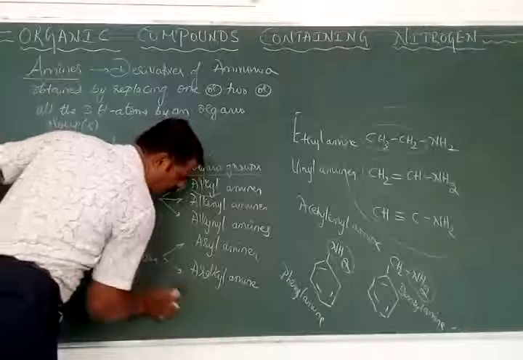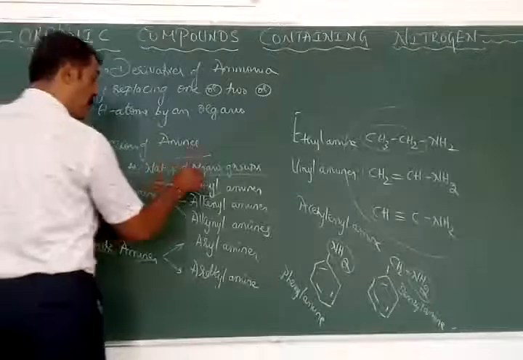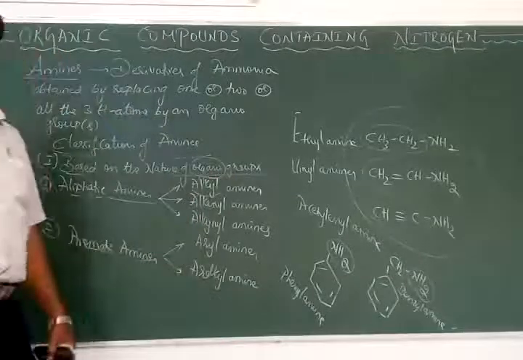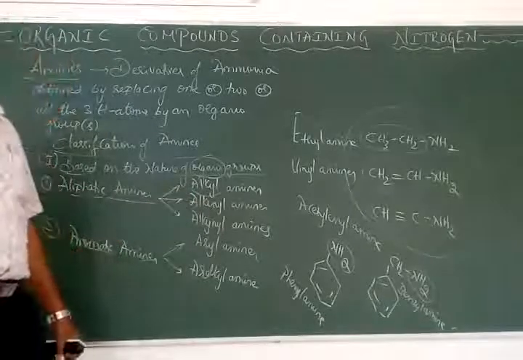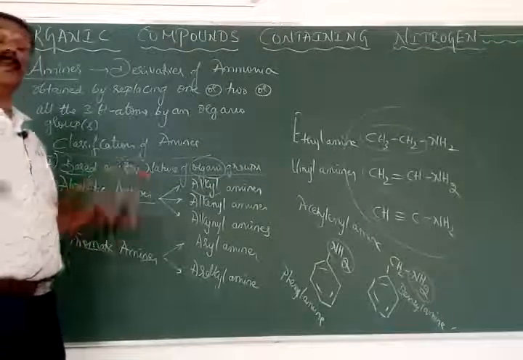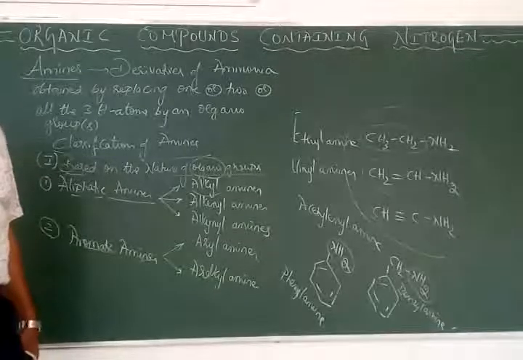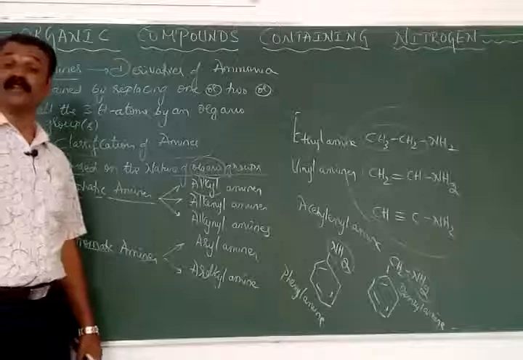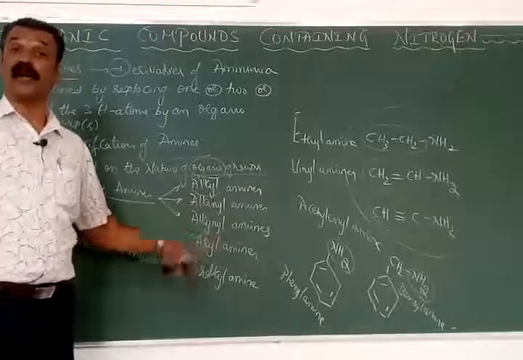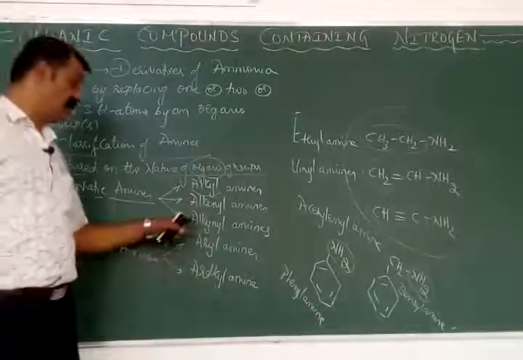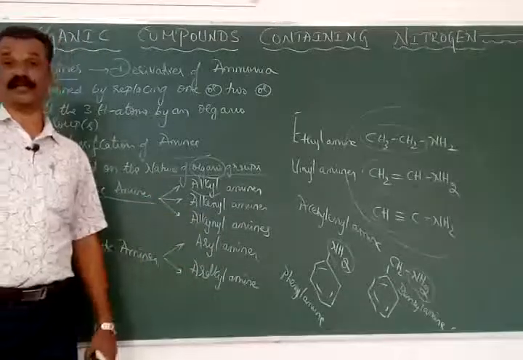We will majorly concentrate on either aliphatic amines or aromatic amines. Here it is based on the nature of the organo group. If the organic group is aliphatic in nature, it is aliphatic amines. If it is aromatic in nature, then it is aromatic amines. The aliphatic groups can be of three types: alkyl, alkenyl and alkynyl. If the hydrogen atom of ammonia is replaced by an alkyl group, it is called alkyl amine. If replaced by an alkenyl group, it is called alkenyl amine. If replaced by an alkynyl group, it is called alkynyl amine.